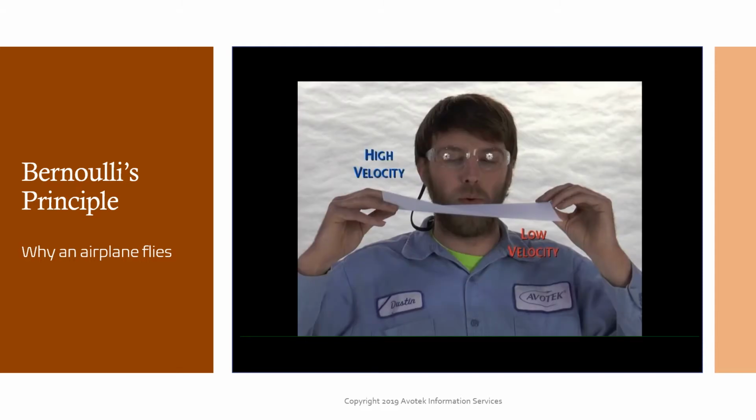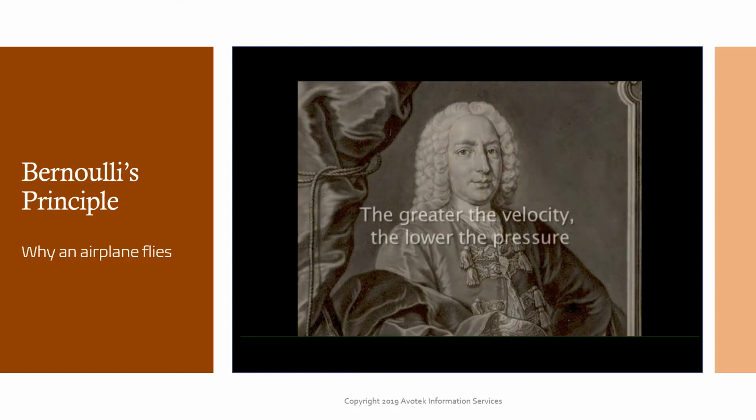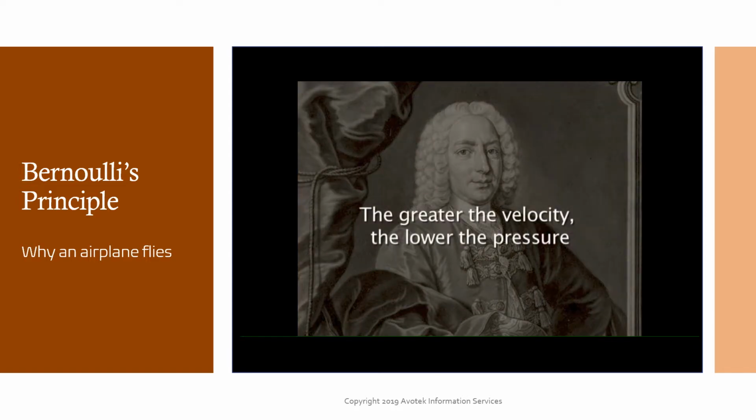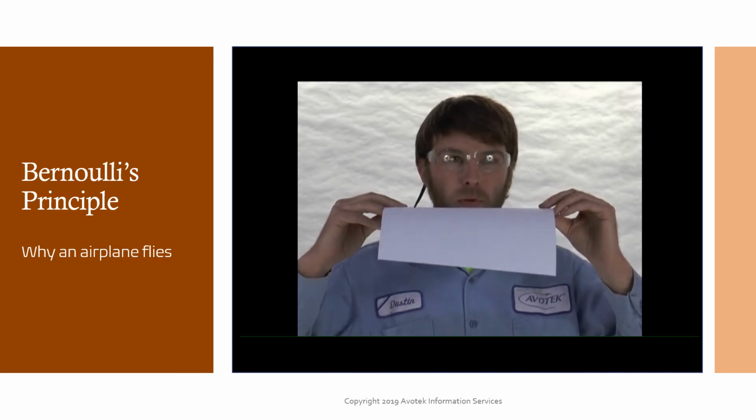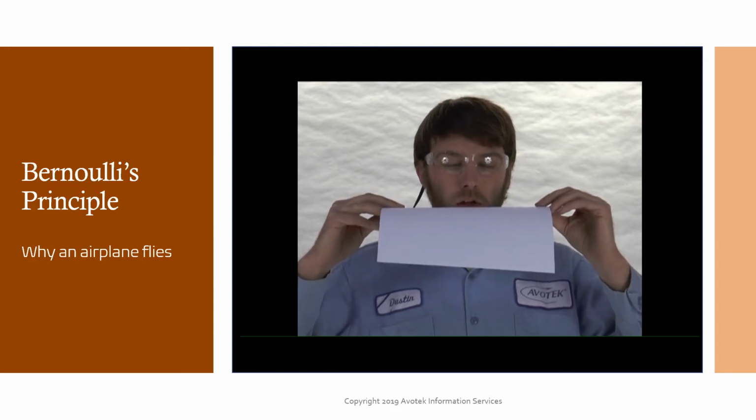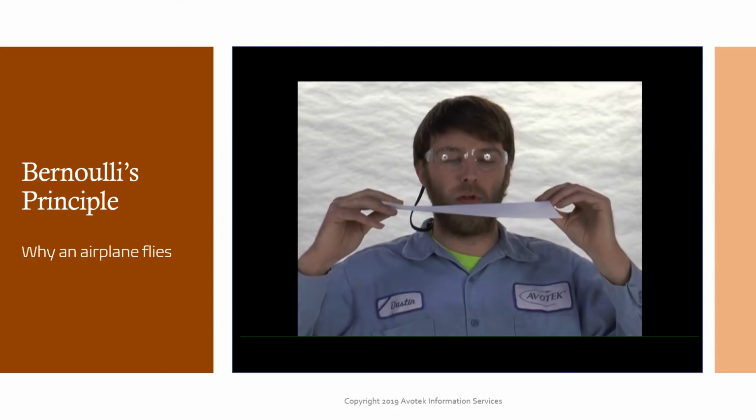Because you are blowing air across the top of the paper, the velocity of the air moving over the top of the paper is greater than the velocity of the air underneath. Bernoulli stated that the greater the velocity, the lower the pressure. By blowing over the top of the paper, we increase the air velocity across it and create an area of low pressure. The pressure on the bottom of the paper is now greater, causing the paper to rise.